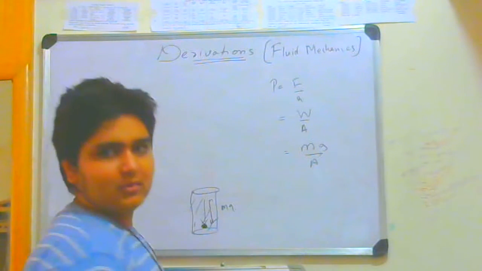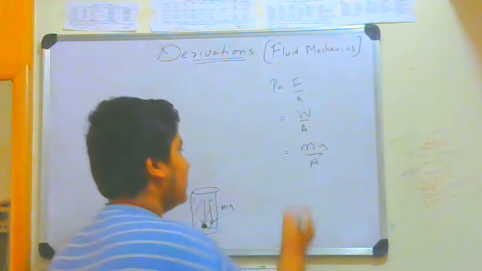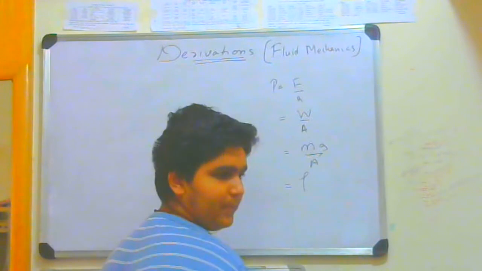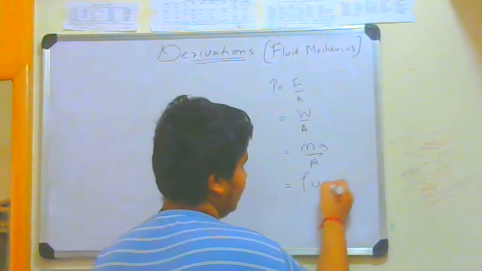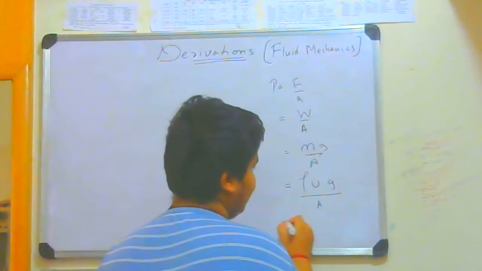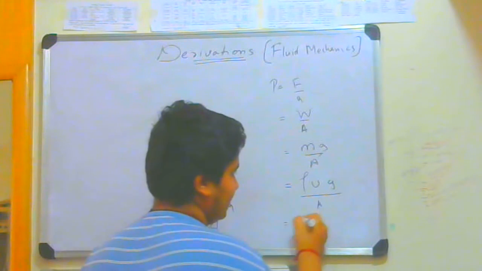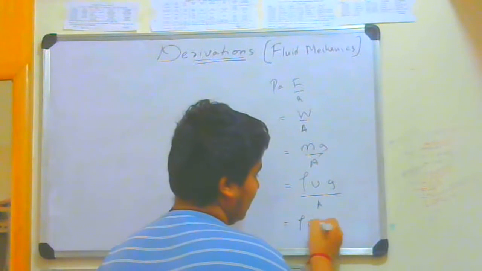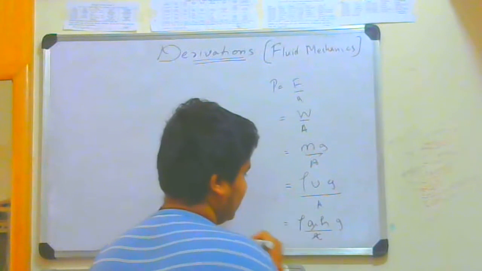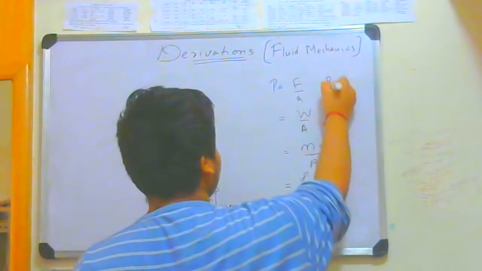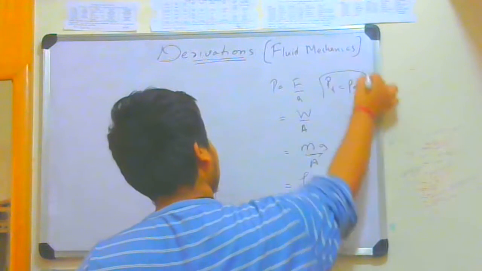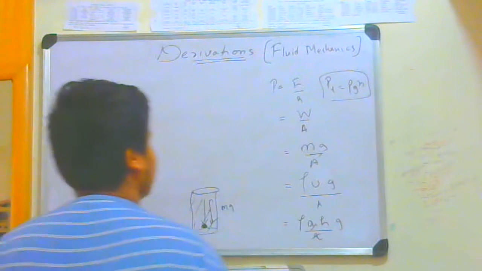तो यहाँ पे mg will be the force. Okay? Upon area. What is mass? Mass is nothing but density rho into volume v into g upon area. Volume can be written as area into height. Okay, rho a h g by a and a gets cancelled. So pressure in the liquid column is equal to rho g h. That is the first derivation.